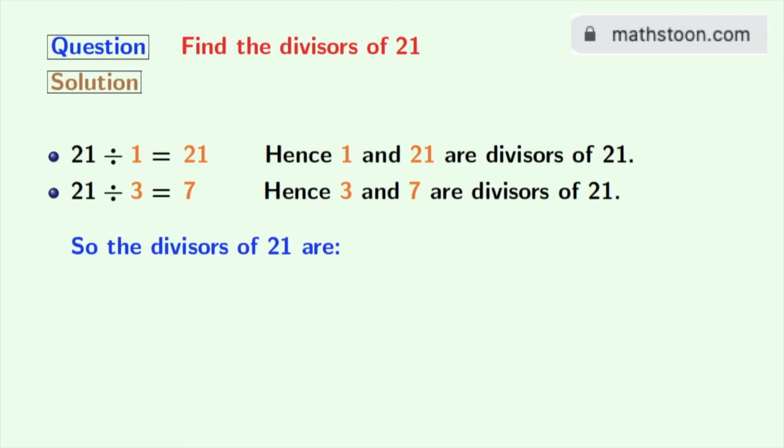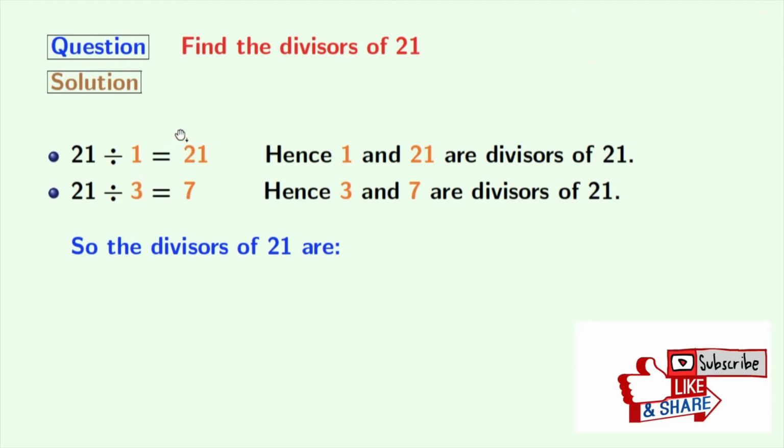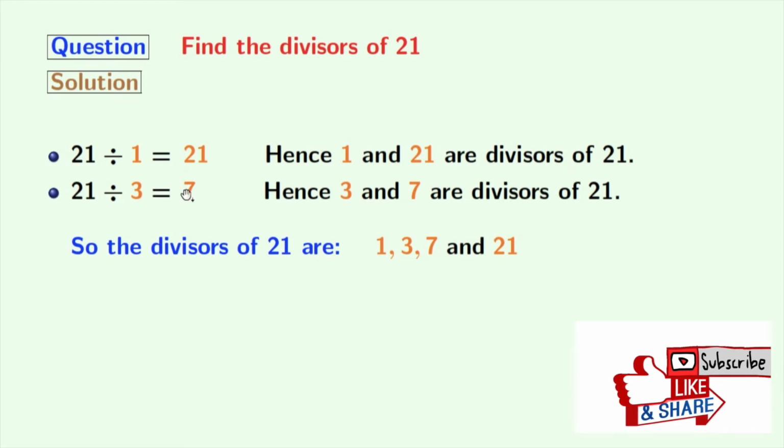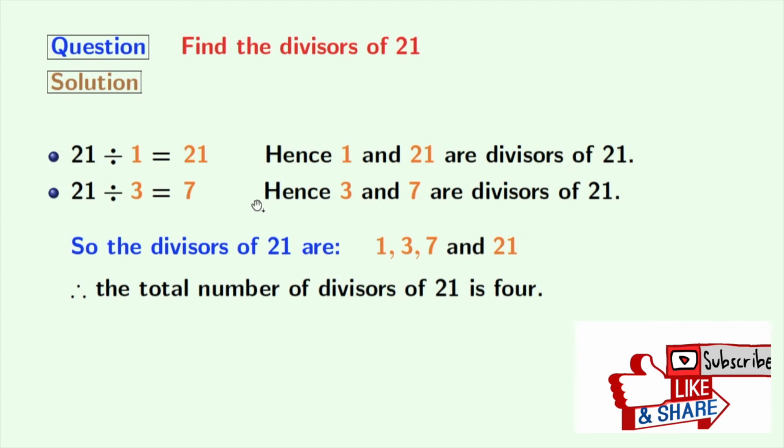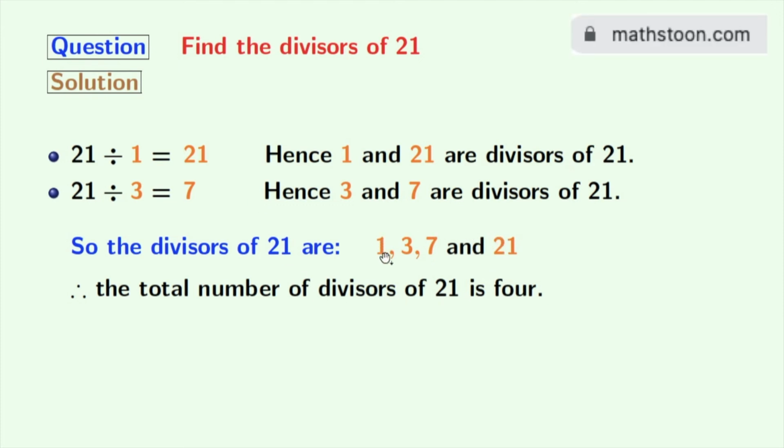So we have all the divisors of 21 which are in orange colors. These are 1, 3, 7 and 21. So the total number of divisors of 21 is 4.